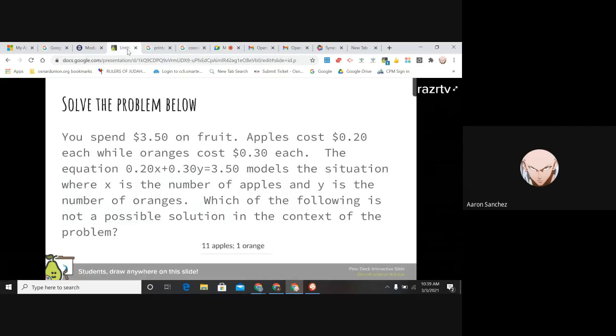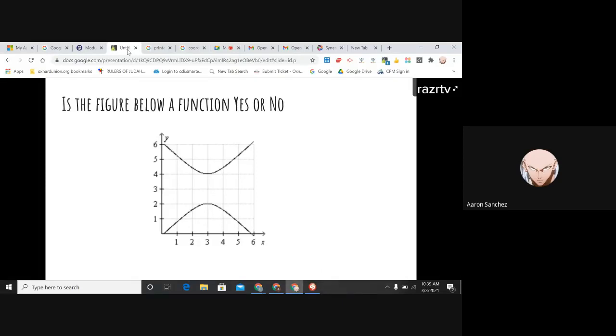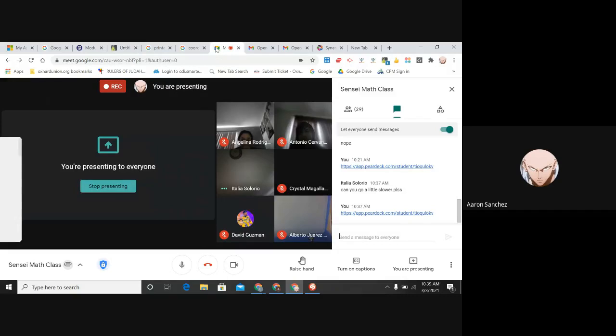I'm going to go do my parenting stuff. Okay, is this figure a function? Yes or no? State whether it's a function. Yes or no, okay? State whether that figure is a function. Yes or no? And as you're writing that, I need to check on something real quick. I'll be back in a minute.